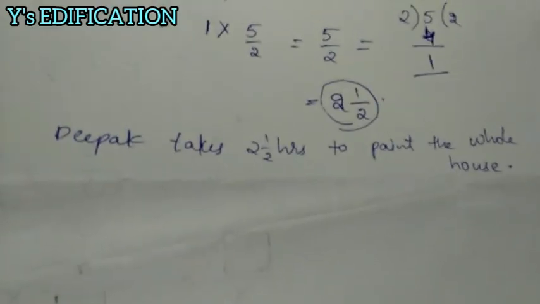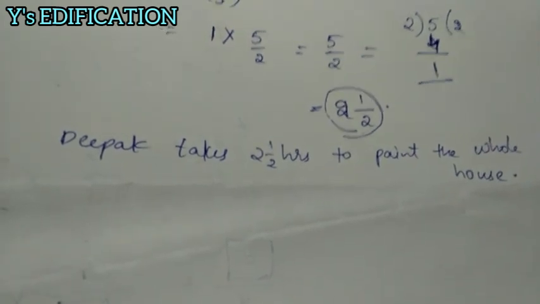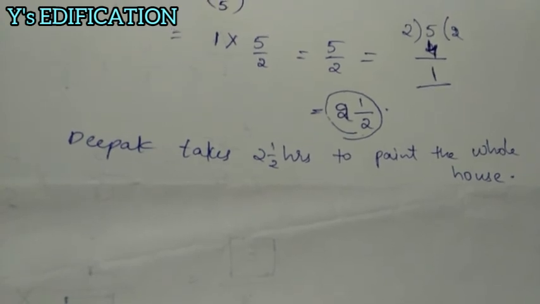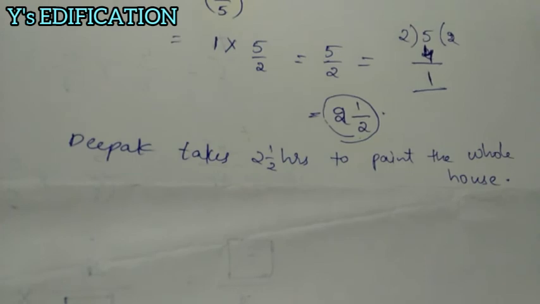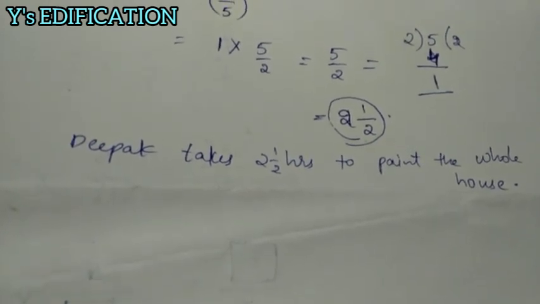So this is all about the division of fractions, and in the next class we will see the decimal numbers or fractional decimals. Okay, so we have seen multiplication of fractions and division of fractions. In the next class we will see the decimal numbers or fractional decimals.